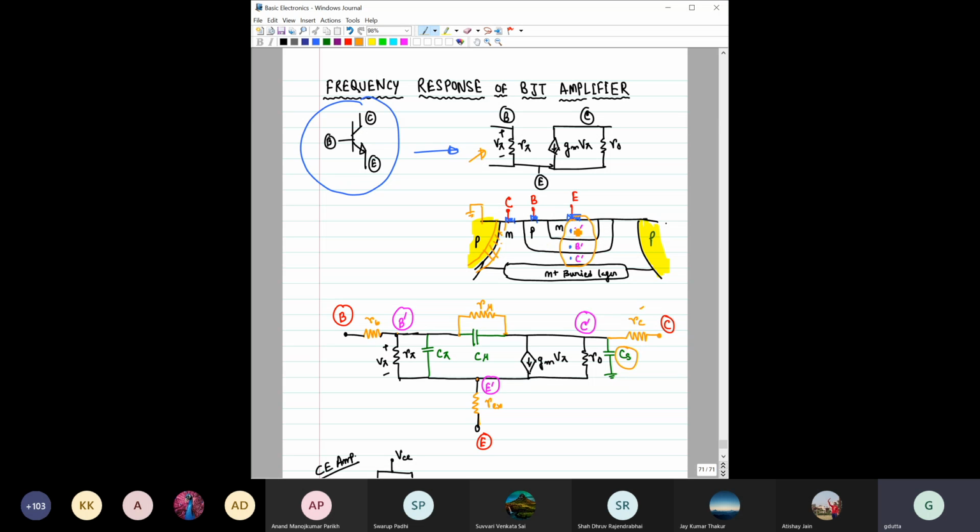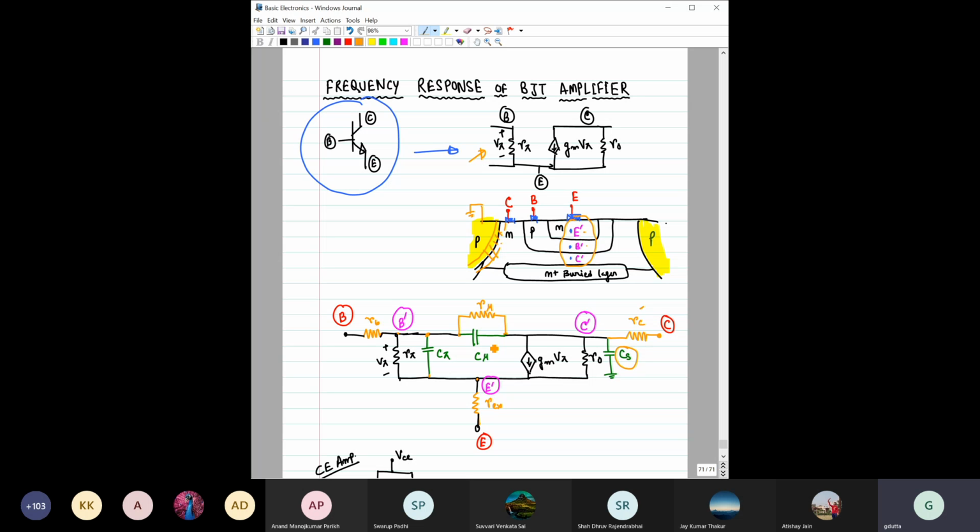Now between emitter and base, this is forward biased and this is also a PN junction. So there will be one diffusion capacitance associated with this junction. So between base and emitter, we previously considered only R pi, but now along with this R pi, you have to also consider the capacitance, which is C pi. So we should also consider C pi, right?